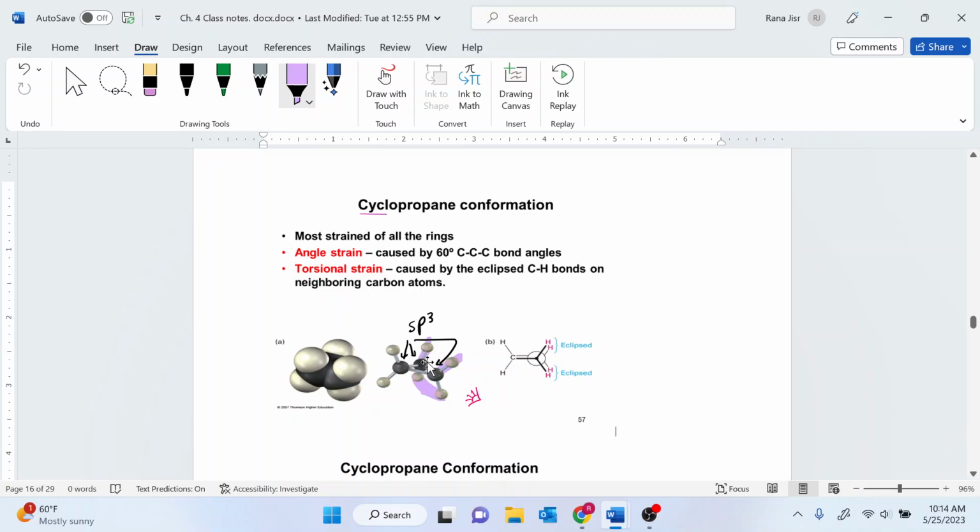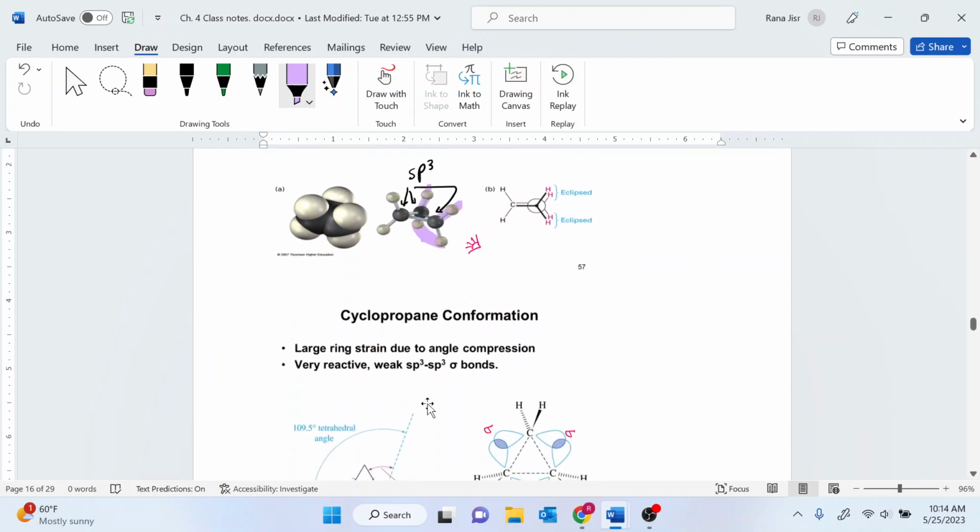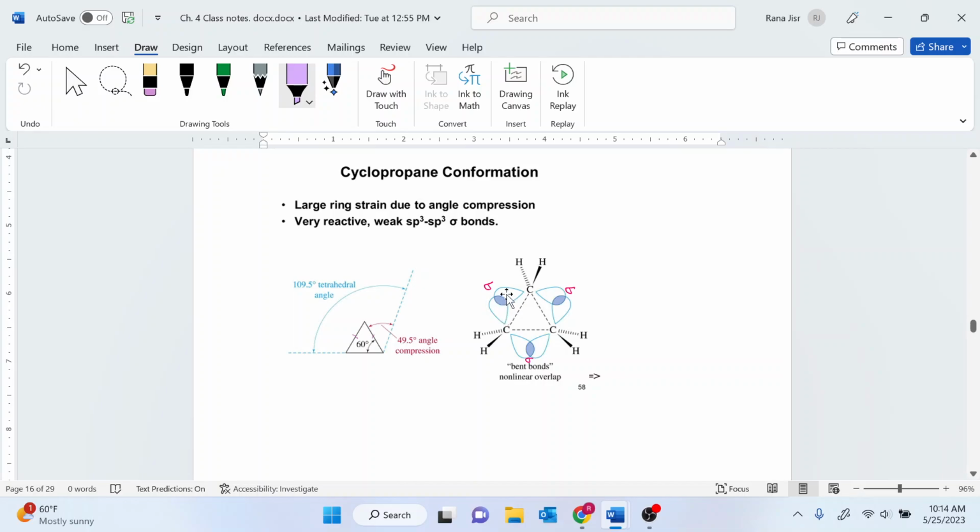Now, another important thing about cyclopropane is its sigma bonds. These sigma bonds are very weak bonds. Now we know that a sigma bond is the overlap of two sp3 hybrid orbitals. So I have an sp3 hybrid orbital here, and I have an sp3 hybrid orbital there. Each one has one electron, and they overlap and make the sigma bond. Because the bonds are squished, the orbitals are not linear. So the orbitals have an angle in this case. Because the overlap is not linear, that makes the sigma bonds bent bonds. And because they are bent bonds, they are very easy to break, and that makes cyclopropane very reactive.